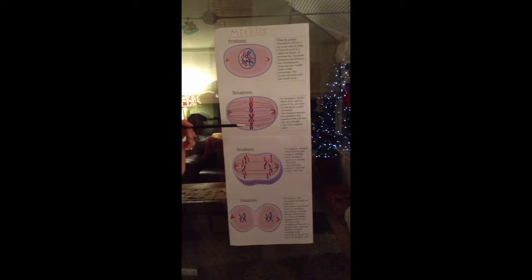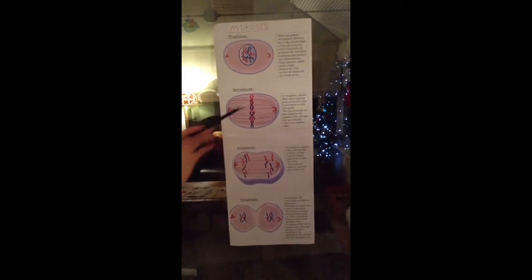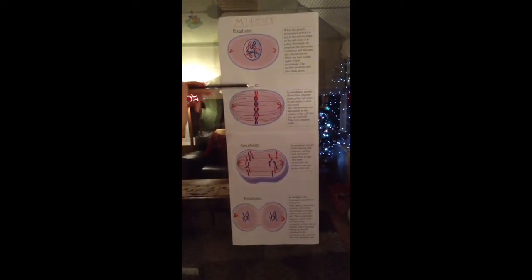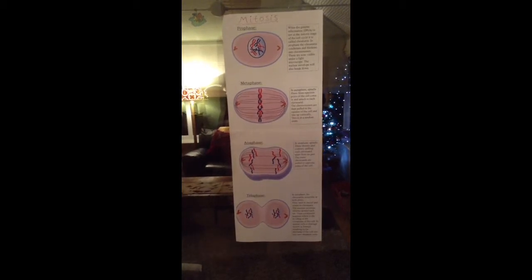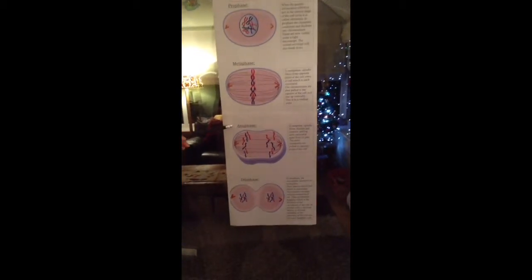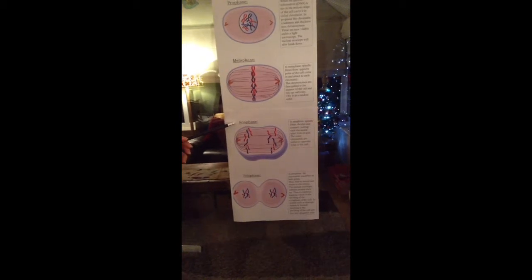This is very obvious in an exam. If they show you a picture of metaphase, you'll be able to see it because it's all lined up along the equator. That's metaphase. The third stage of mitosis is anaphase.